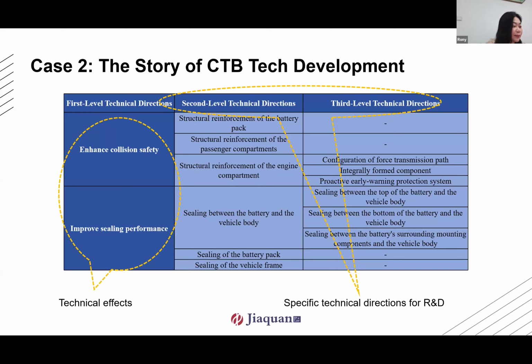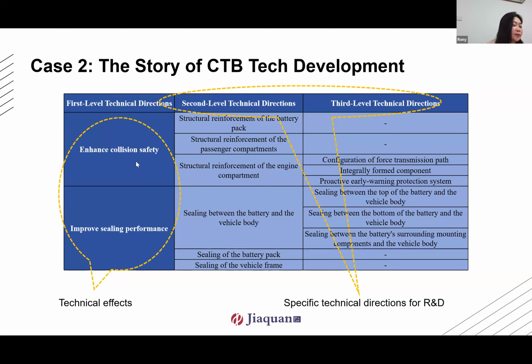Just as we can see in this picture, the first level technical direction is the technical effect we proposed, taking enhancing collision safety as an example. For the second level technical direction and the third level technical direction, we have respectively proposed technical solutions or structural designs corresponding to the technical effect of improving collision safety.